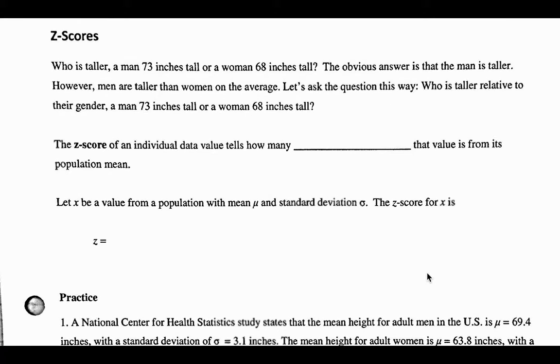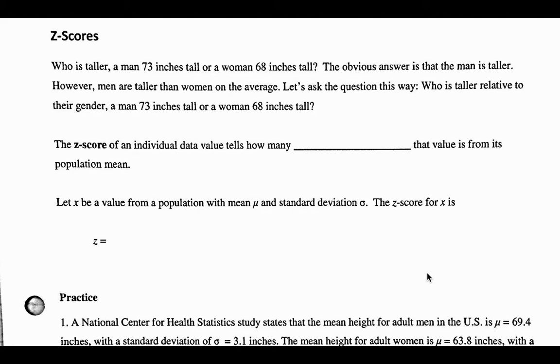Who is taller, a man that is 73 inches tall or a woman who is 68 inches tall? Well, the man is taller, right? But aren't men taller than women on average? So who is taller relative to their gender, the 73-inch tall man or the 68-inch tall woman? There is a reason why we have standardizations. We want to be able to say, in retrospect... So me at 5'10" have been told that I'm tall my whole life, although the average male maybe is 5'10" themselves. So if I was a man, I would not receive that comment as often as I do.